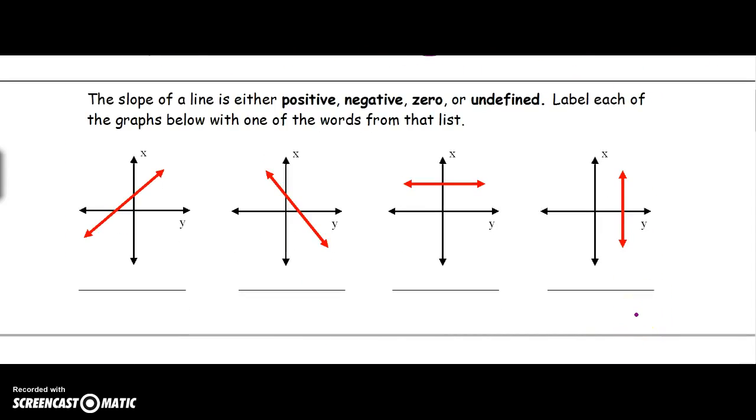So here are pictures of what those slopes look like. If you have a slope going up from left to right, that is a positive slope. If you have a slope going from left to right going down, then you have a negative slope. If it's horizontal, it's a 0 slope. There's no movement, 0. If it's up and down, it's undefined.